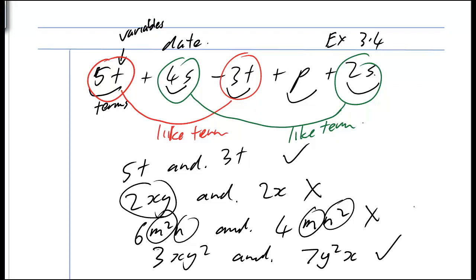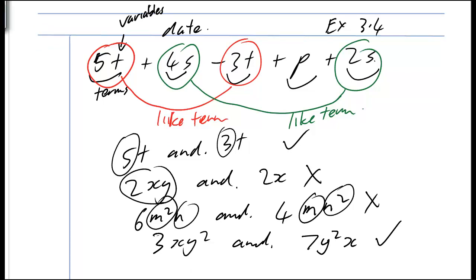By the way, with like terms, it really doesn't matter what the coefficient is, what these numbers are. So what I want you to do is have a go at number 1 on page 164 of exercise 3.4. Once you've done it, then watch some more of the video.